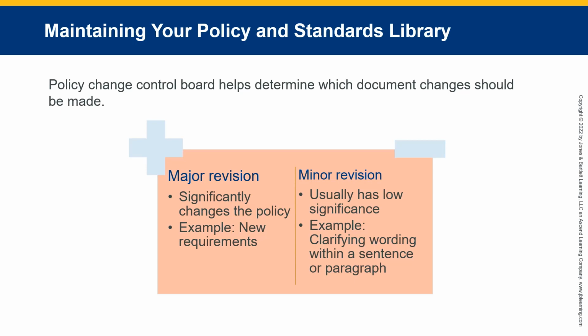A major revision significantly changes the policy. Examples include new requirements, new limitations, or expanded responsibilities. These types of changes should be sent to the Policy Change Control Board for consideration. Minor revisions usually have low significance. Example, clarifying wording within a sentence or a paragraph.